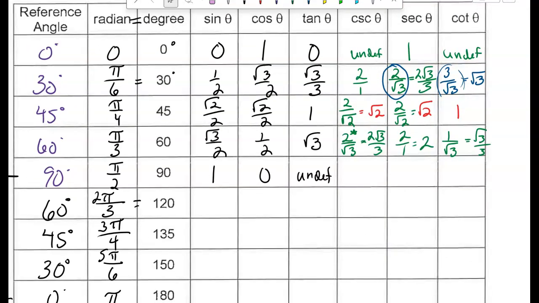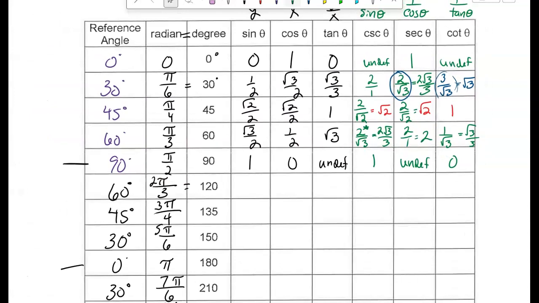Okay, cosecant of 90. Which one do we look back at? Sine was the reciprocal of 1. Now be careful. What is the secant of 90? Undefined, because that's 0 over 1, right? But if your tangent is undefined, what does your cotangent become? 0. Because undefined was 1 over 0. So flipped over, it's what? 0 over 1.